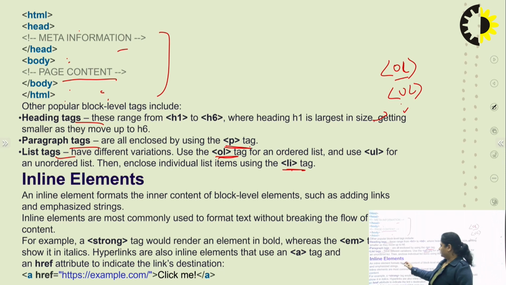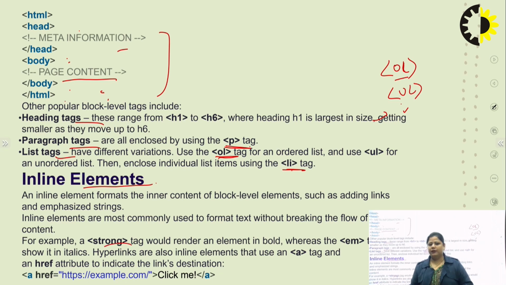Now, inline elements. What are inline elements? Inline elements format the inner content of block level elements, such as adding links and emphasized strings. Inline elements are most commonly used to format text without breaking the flow of the content. This is one example of an inline tag.